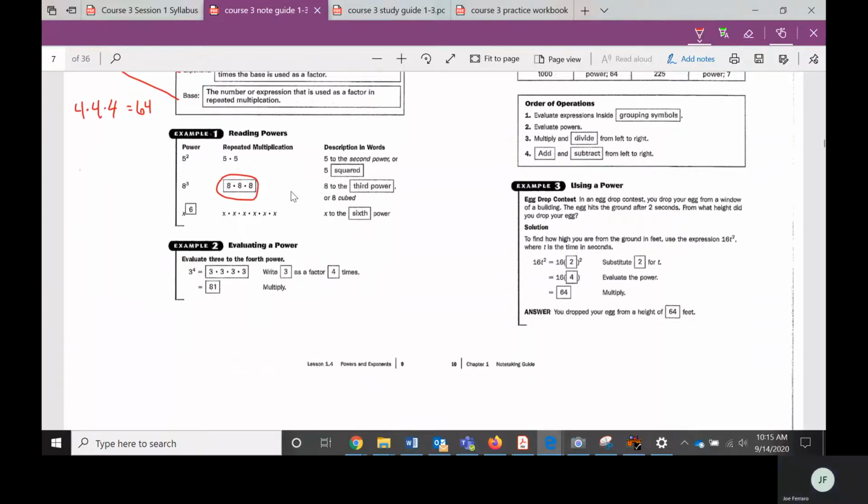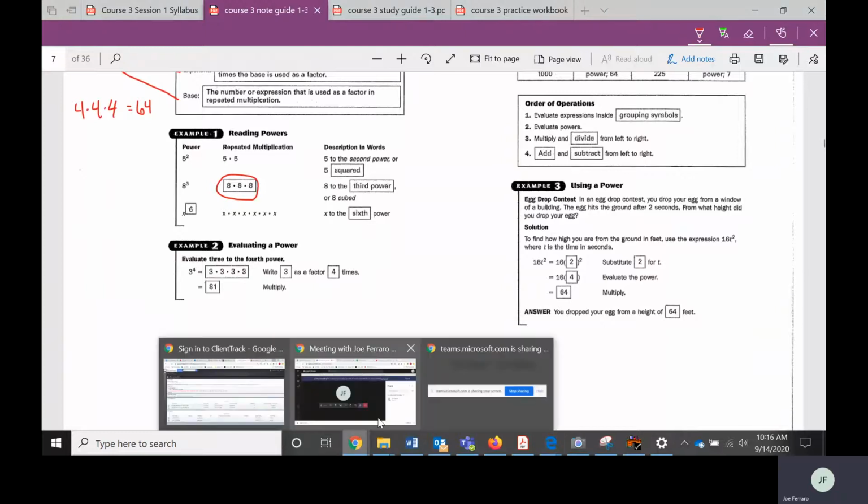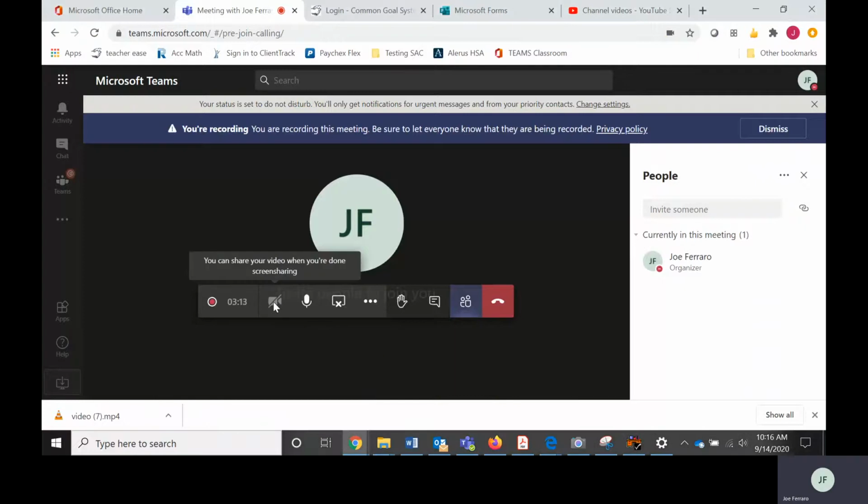If it says evaluate it, then you actually need to find out the answer. So 3 to the fourth means 3 times 3 times 3 times 3, which equals 81. Okay, I'll show you. I think I got to go back here and turn the sharing off, but I will show you how to use your calculator for that. We'll do that 3 to the fourth problem.